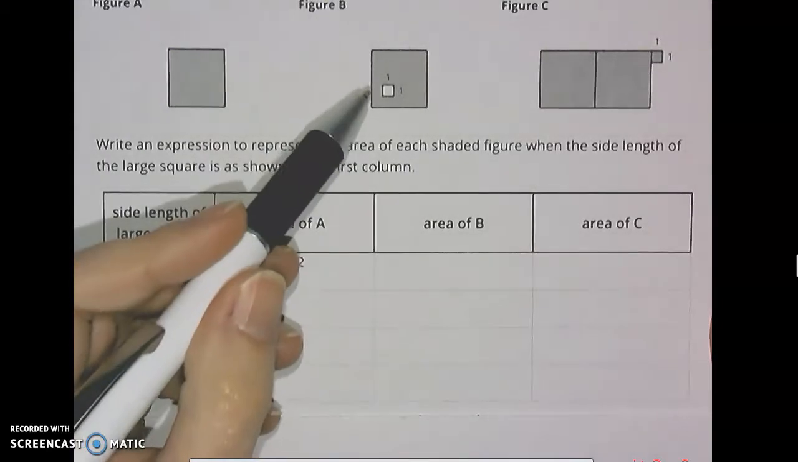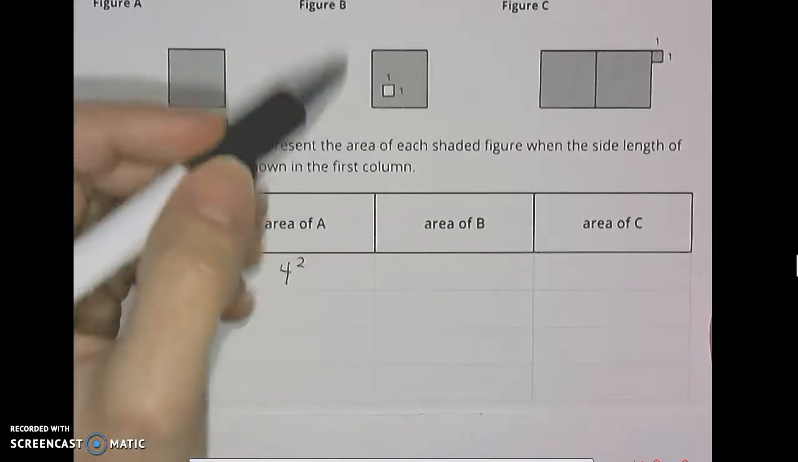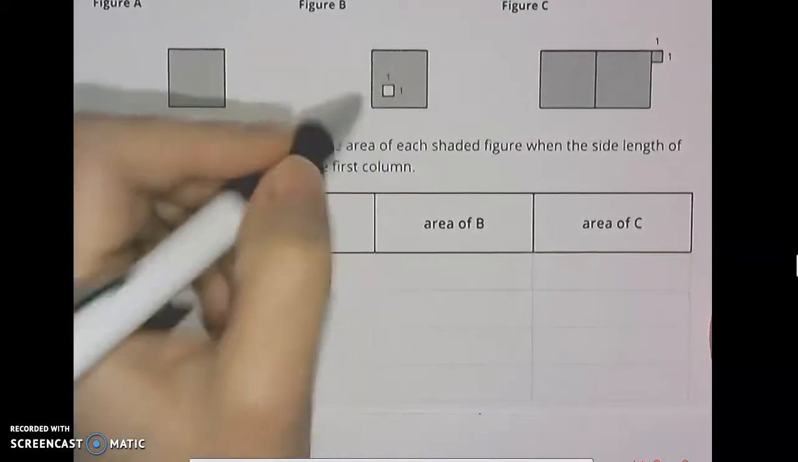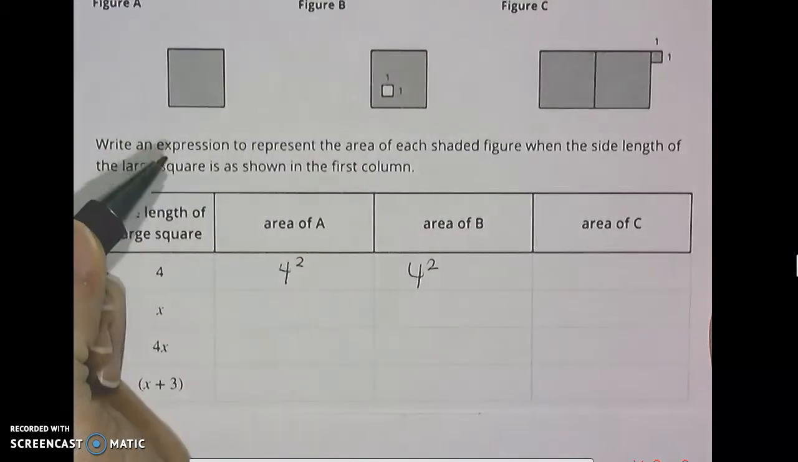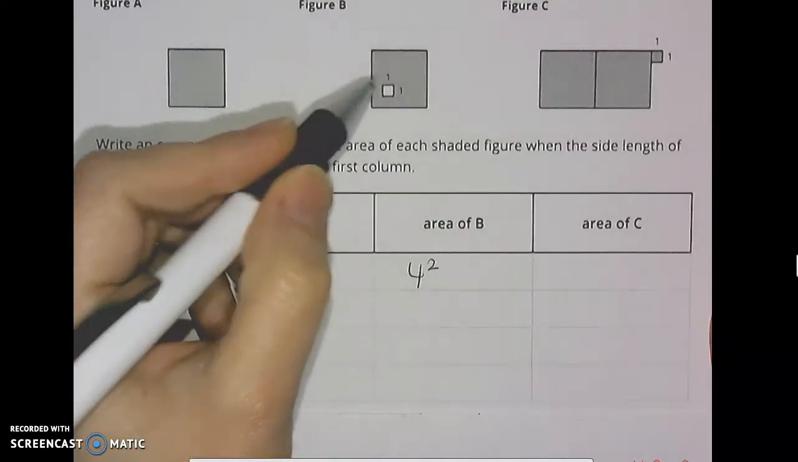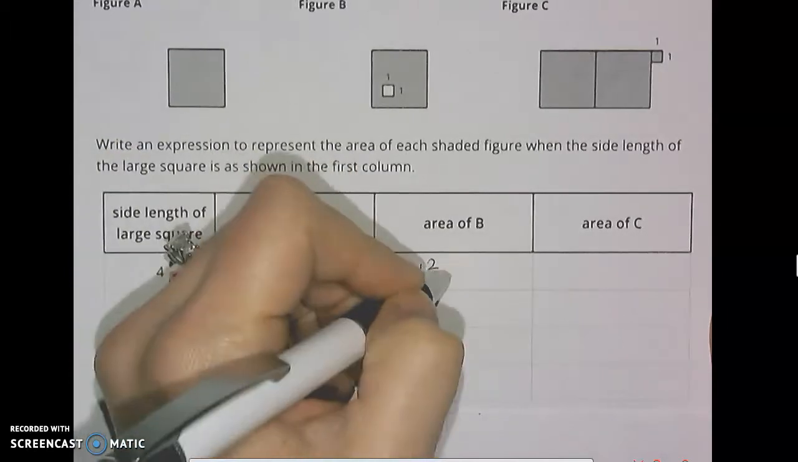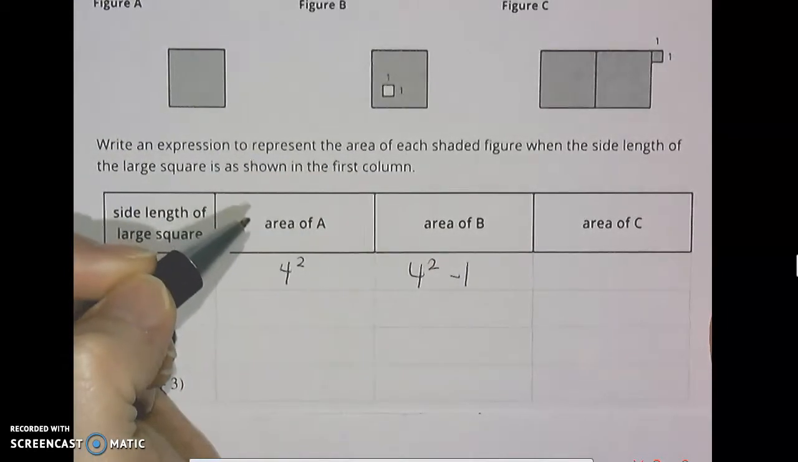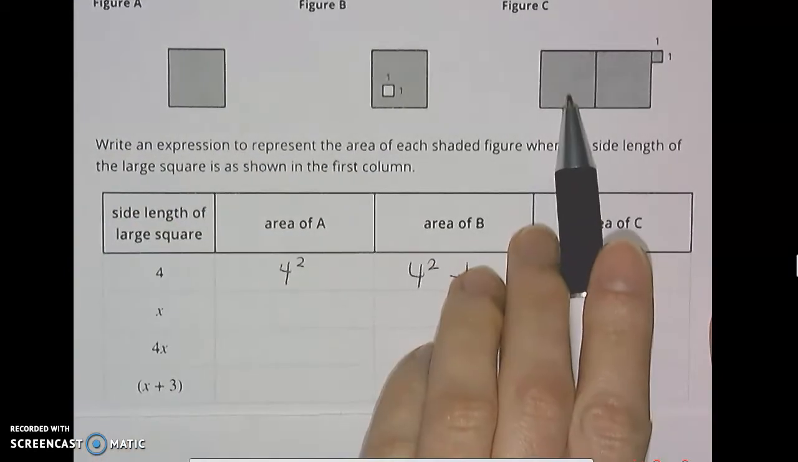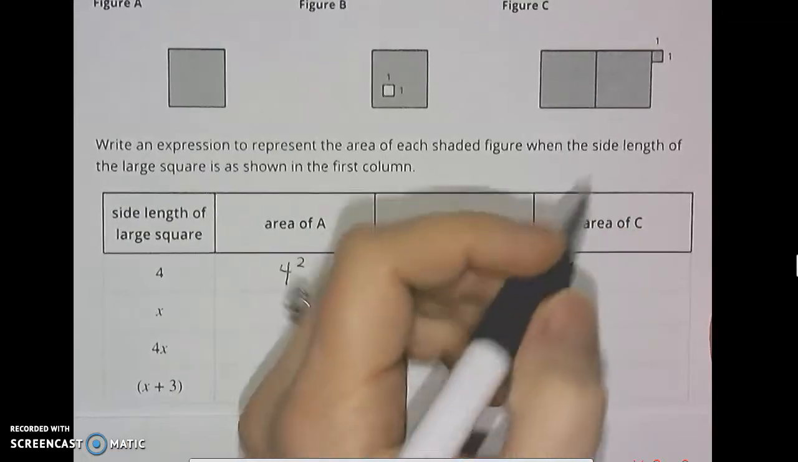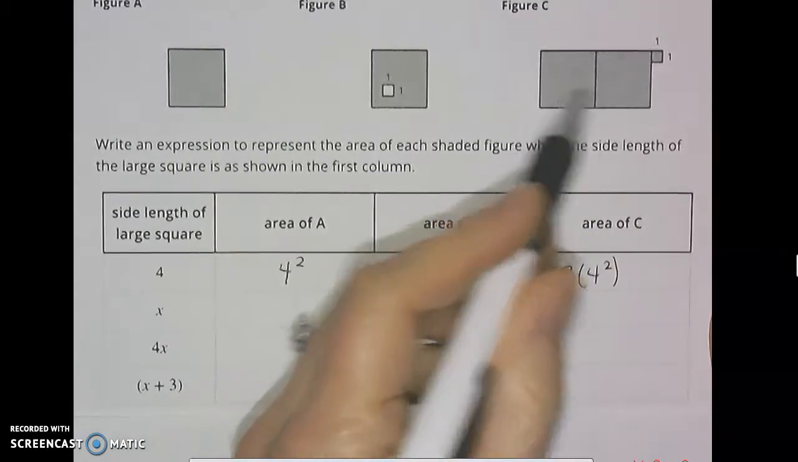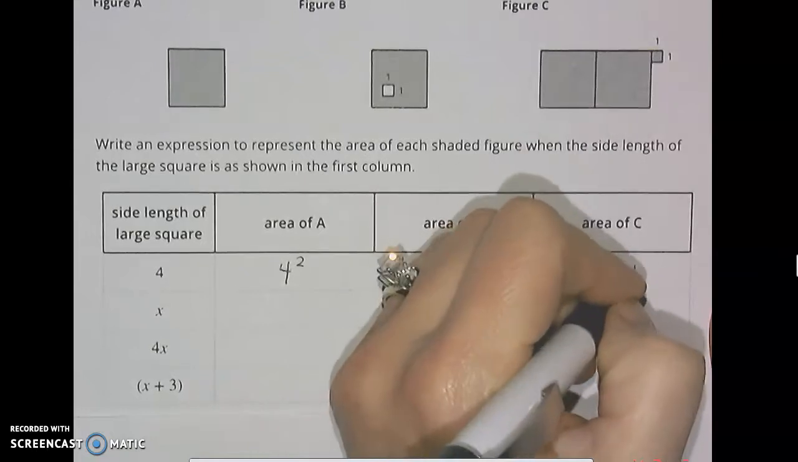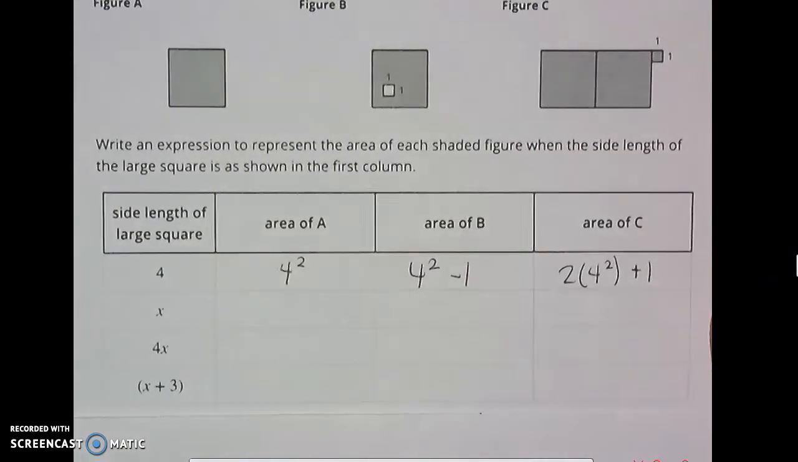The area of figure B then would be that same thing, 4 squared, but then we're subtracting out this little square, and that little square has an area of 1 times 1, or 1. So 4 squared minus 1. This one, we have 2 of those 4 squareds because we have 2 of the big squares, and then we're adding 1 from the little square.